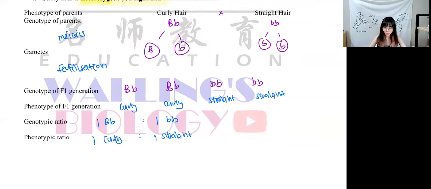If you cannot do this, it's okay. Practice a few more times, then you will know how to draw a schematic diagram. This is the basic of all, okay? If you cannot do this, it means that you cannot do any of the questions anymore. This is the basic of all.